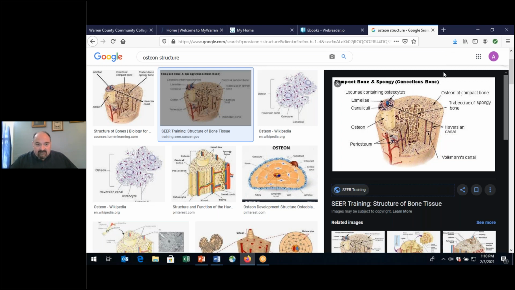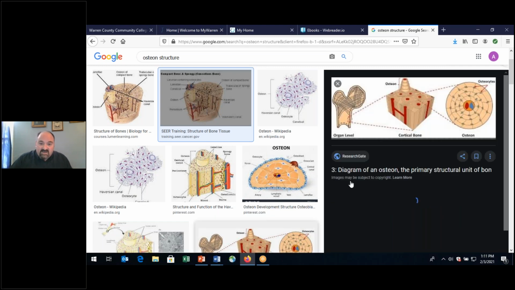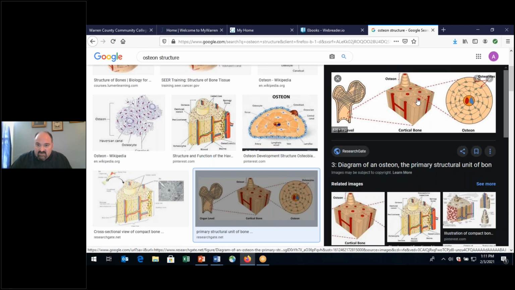So you'll see here that blood vessels and such can pass through this hard bone, and this is very important to allow for the remodeling of the bone, as we call it. Just fascinating stuff. Here's another image. The red represents these holes in the bone that allow for vessels to pass through.